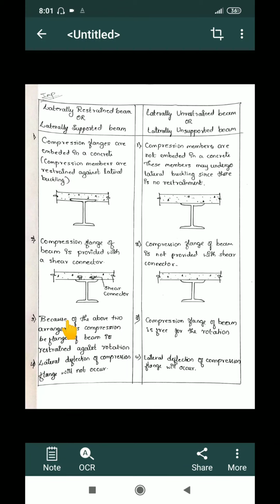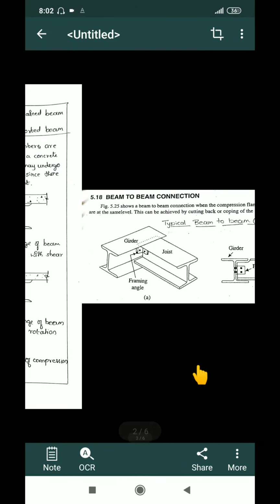Third, the difference is that because of either an embedment or a shear connector, the compression flange of the beam is restrained against rotation, whereas in laterally unrestrained beams the compression flange is free to rotate. And the fourth difference between these two is that lateral deflection of the compression flange will not occur, whereas in unrestrained beams lateral deflection will occur.